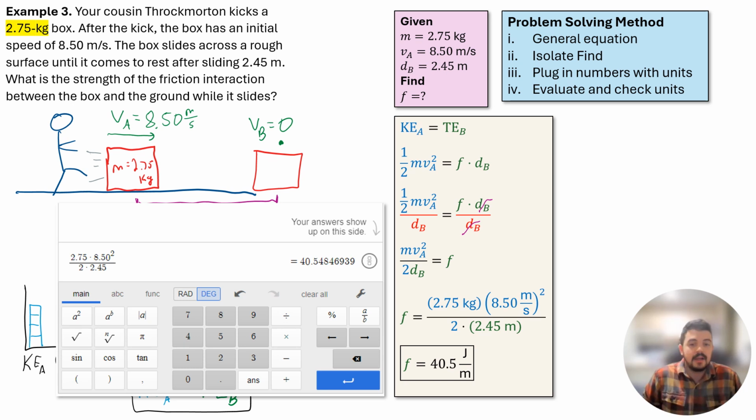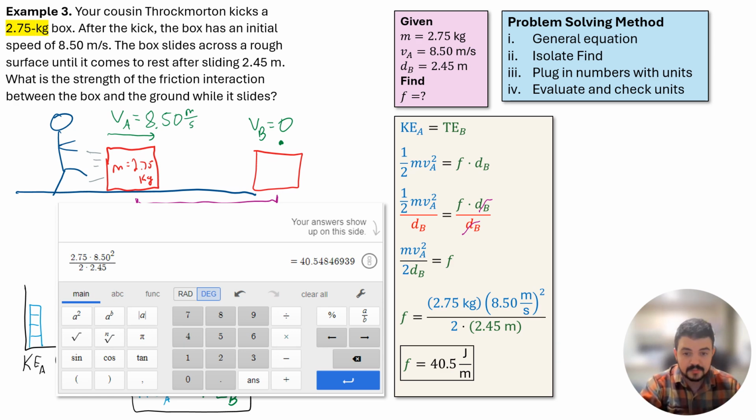Meaning for the strength of this interaction means that for every meter this box travels, 40.5 joules of energy will transfer into the thermal energy account. This is my pitch again. Get yourself a fancy calculator that can type things in all at once that looks like this. It makes it easy. If you're using a more simple calculator, you have to be more intelligent and you have to use order of operations properly.